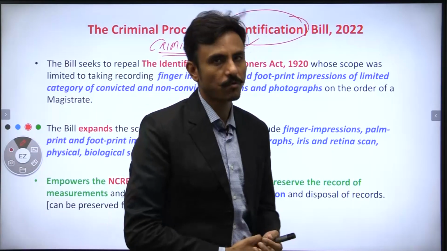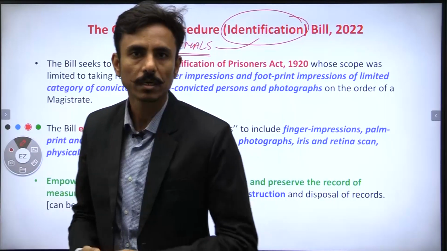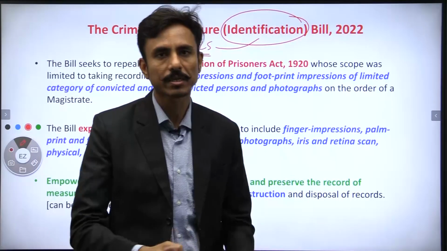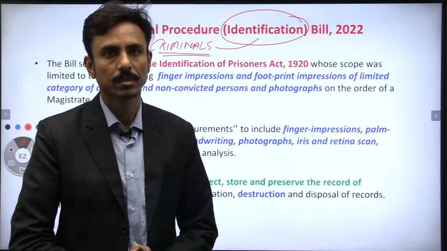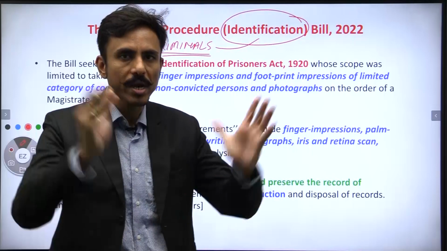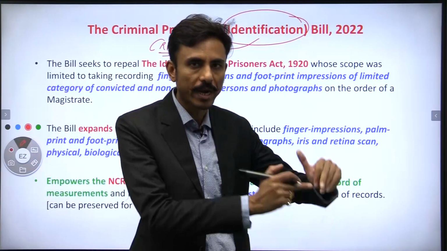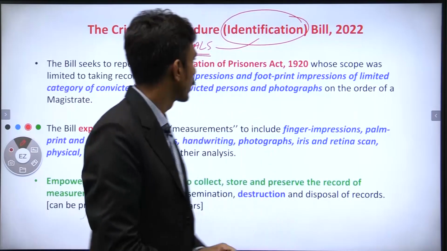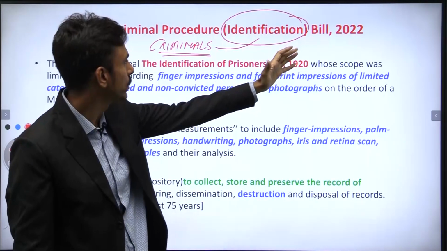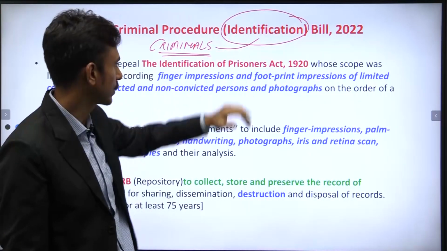So in most of the advanced countries in the world, we see that new scientific and modern methods are being used to collect the samples for criminals, right? So India also is rightly poised to expand its scope of measurements by including various things which would identify a criminal, right? So guys, the Criminal Procedure Identification Bill 2022 seeks to expand the measurement to identify the criminals.